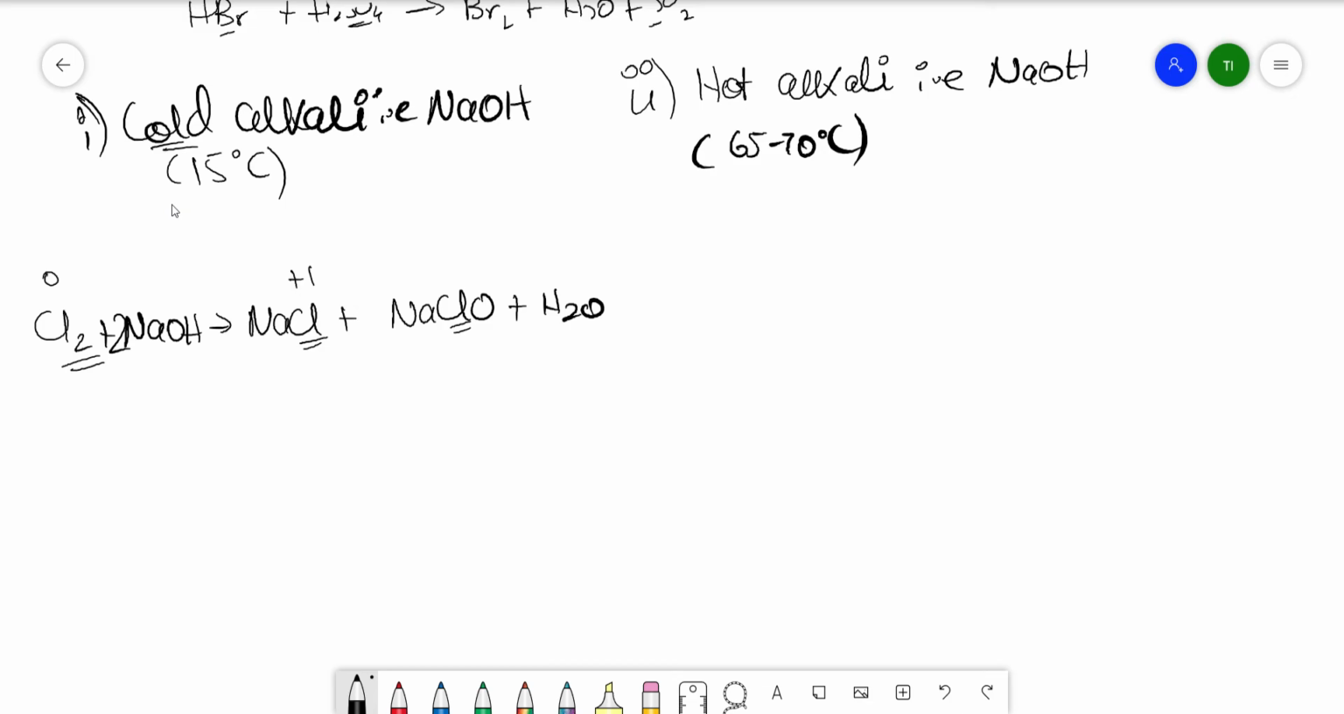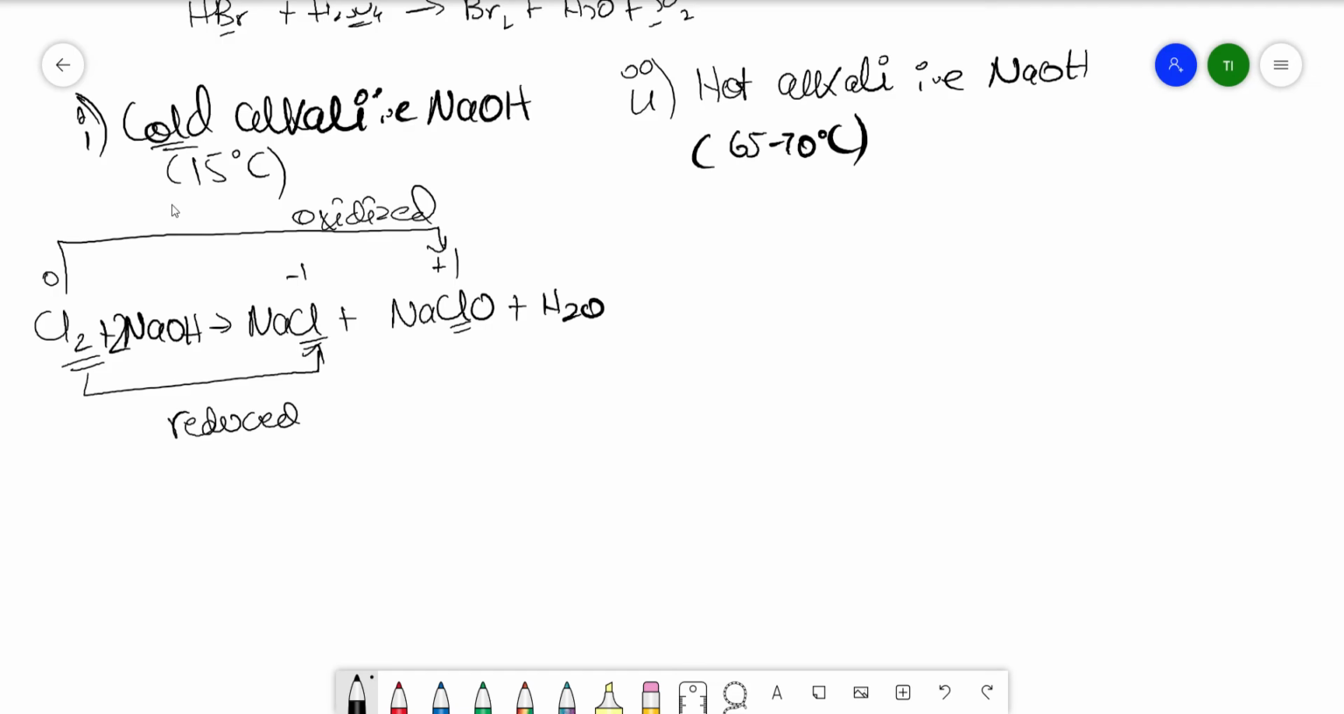Over here it becomes minus 1, and in this case, it becomes plus 1. Because Na is plus and this is minus 2, this becomes plus 1, and this becomes minus 1. You see that over here, chlorine gets reduced, and at the same time, chlorine gets oxidized. This is a disproportionation reaction.